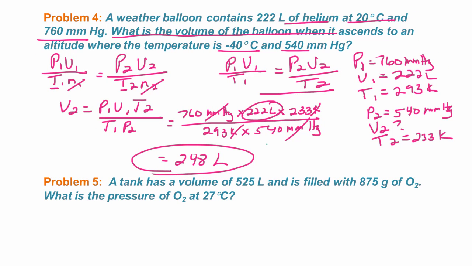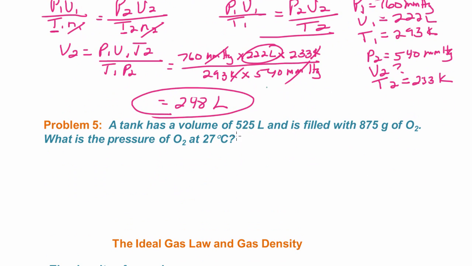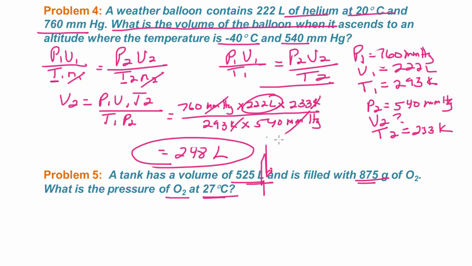So let's take a look at this one. Here we have a tank. It has a volume of 525 liters. It's filled with 875 grams of oxygen. What is the pressure of oxygen at 27 degrees Celsius? There is no change here. We're not changing conditions. We're being given a volume, a mass, and a temperature. So here we're going to use the ideal gas law. We're going to use PV equals nRT. First thing we have to do is convert this to moles.